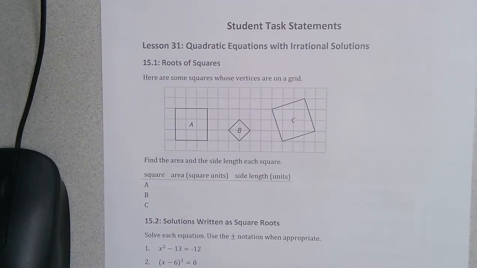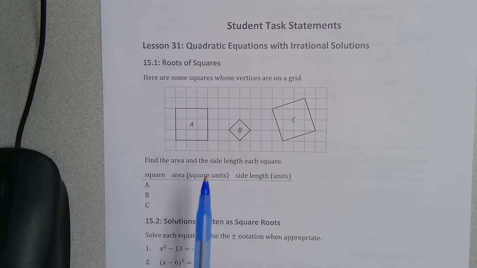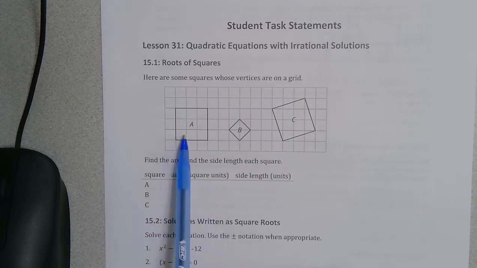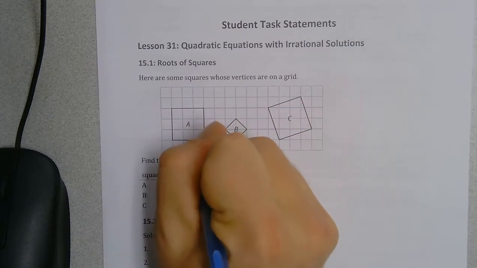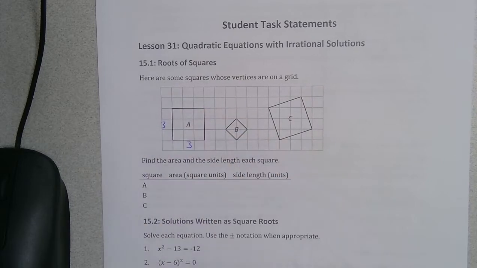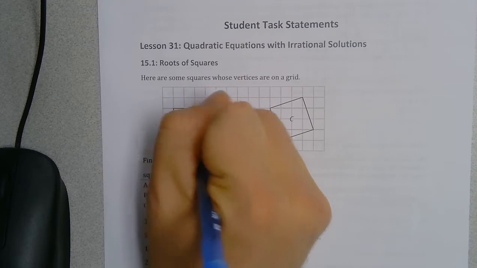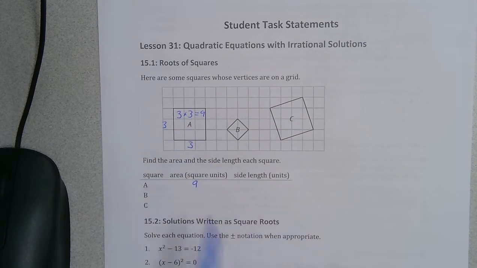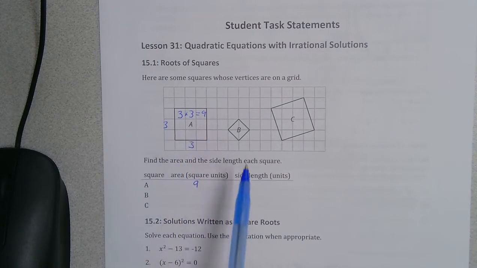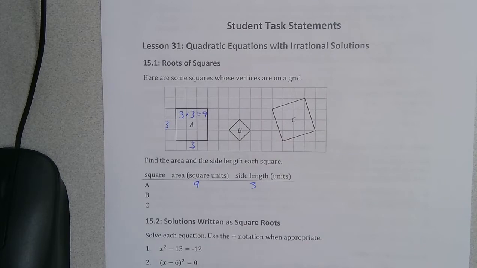All right, so we're going to work on our warm-up where here are some squares whose vertices are on a grid. We have to find the area and side length. So for A, I notice the square is 3 by 3. So if I find the area here, it's going to be 3 times 3, which is 9. So my area for A is going to be 9 square units. If I take the square root of 9, I notice that the side length is going to be positive 3.